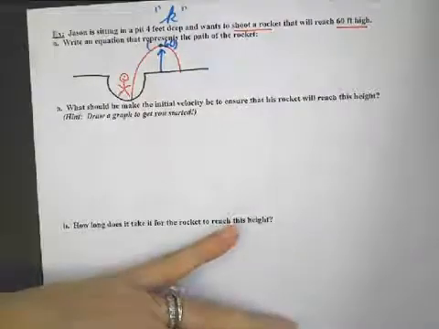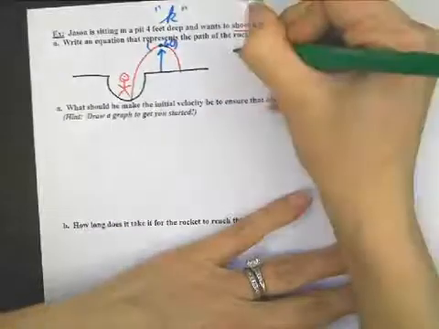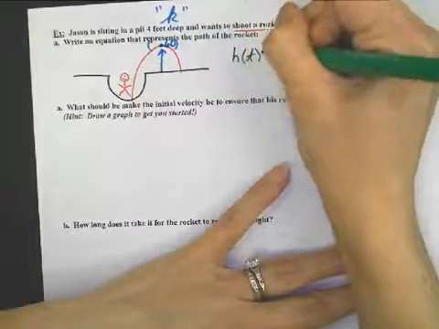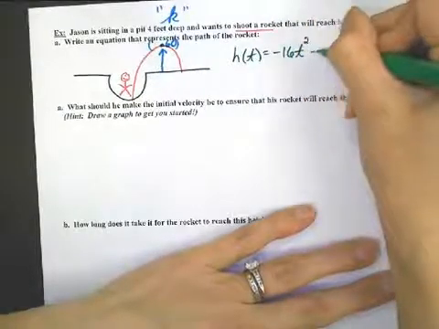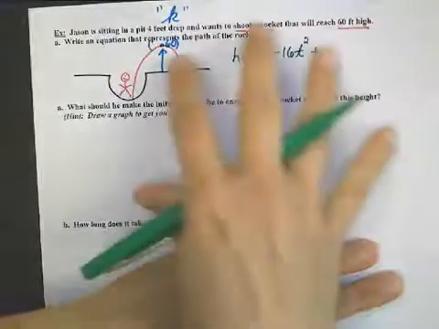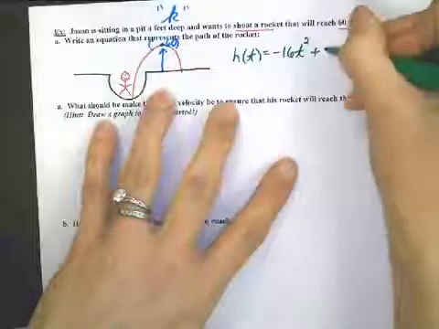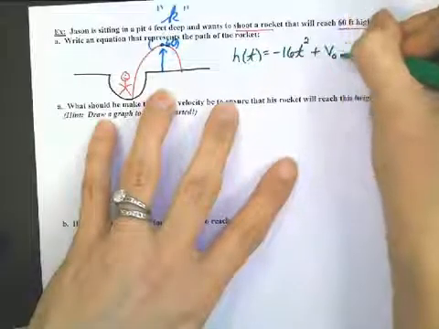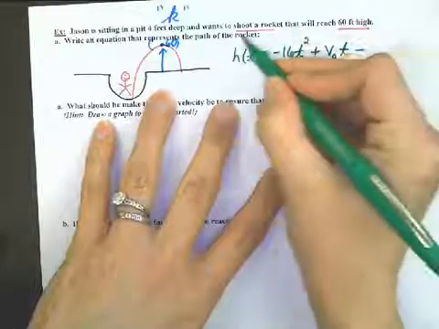Write an equation that represents the path of the rocket. Okay, so this rocket, h of t, starts off with negative 16t squared plus, how about the v naught? What's the velocity? Oh, Jason doesn't have a velocity. Alright, let's just say v naught t.